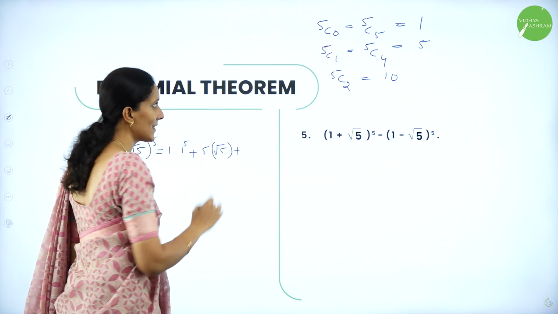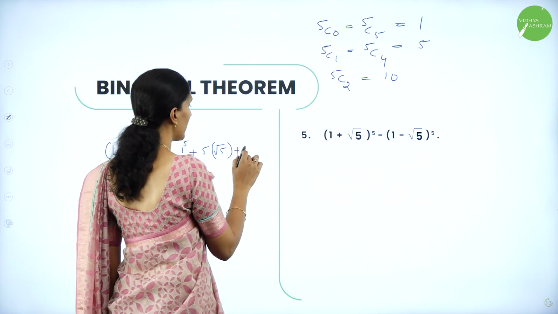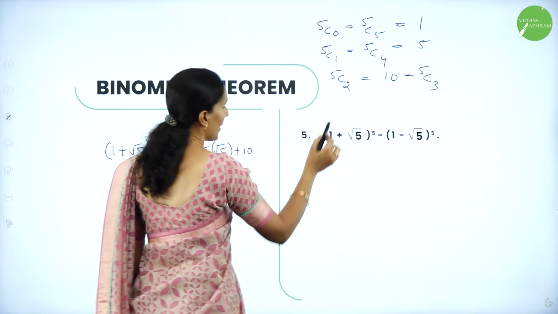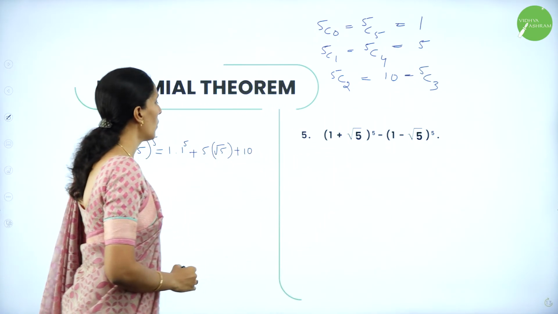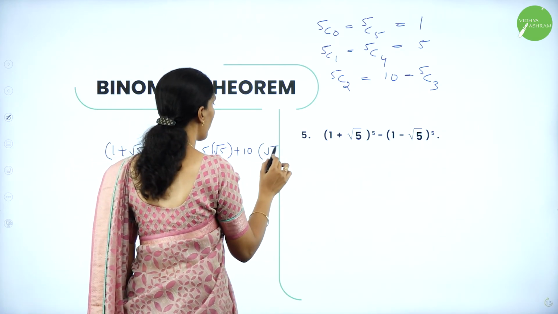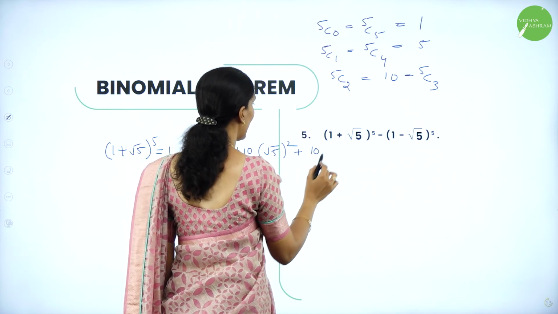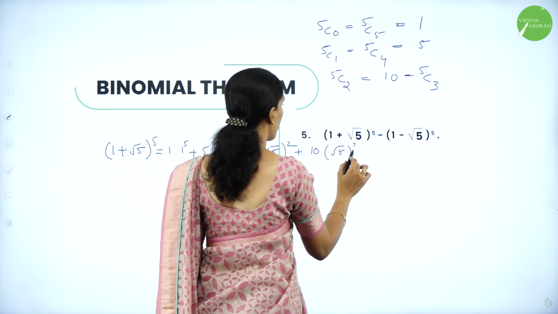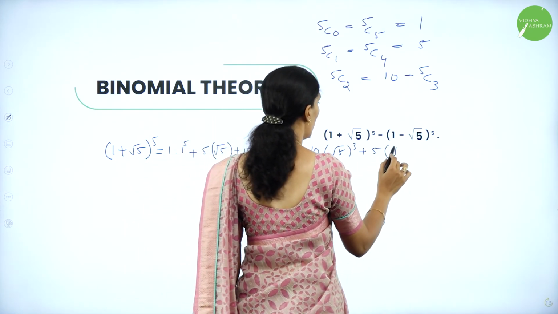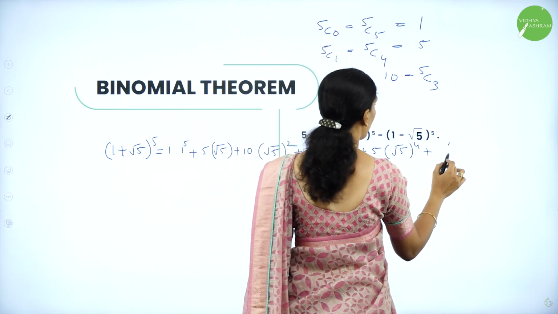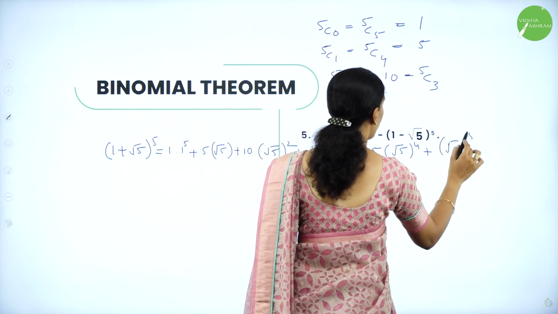Next I have 5c2. 5c2 is same, that is 10. And 5c3 is also 10. Because 2 plus 3 is 5. So next I have to increase the power of the second term. Next again 5c3, 10 root 5 whole cube. Then I'll get 5 root 5 whole power 4. Then I'll get 1 again. It is root 5 whole power 5.